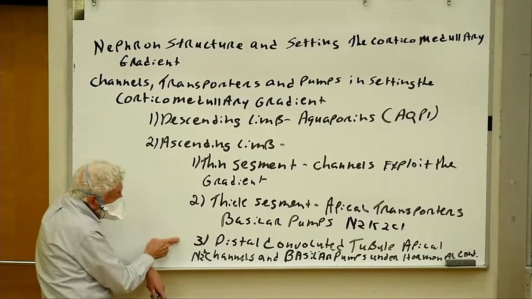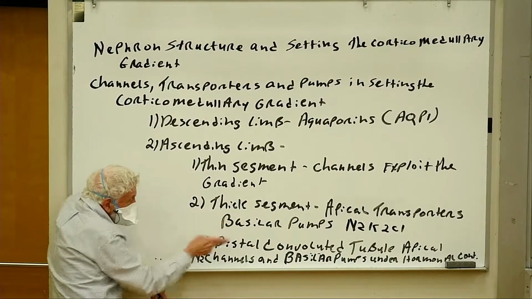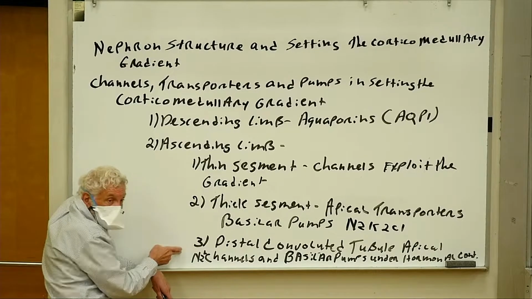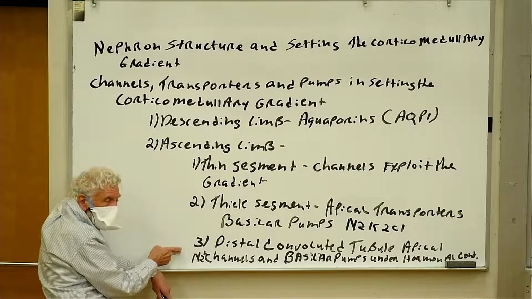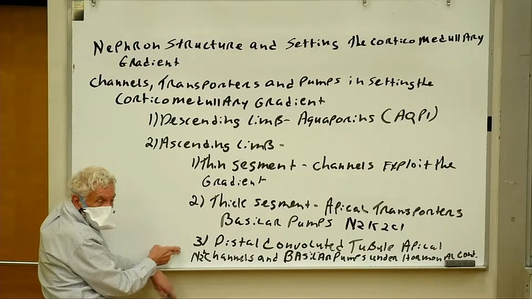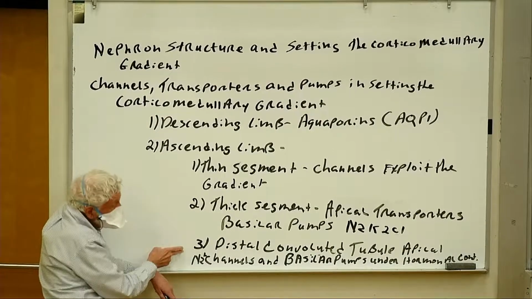And then finally, the ascending limb is going to empty into the distal convoluted tubule. For our discussion, the distal convoluted tubule is going to be the last station in the nephron where we can reabsorb sodium ions. It's a bit of a fib, but it works. It simplifies the story a little bit.